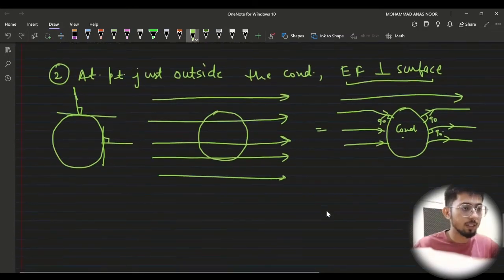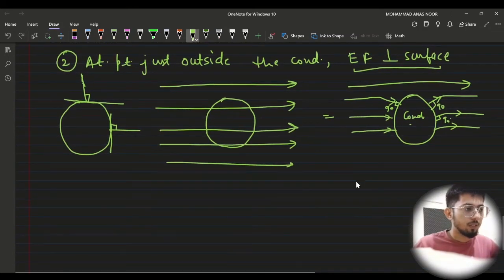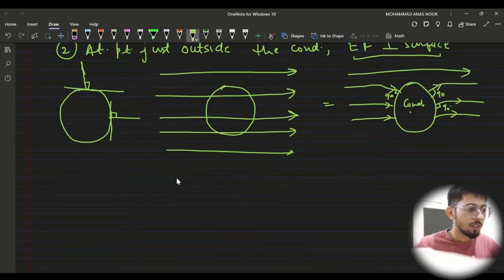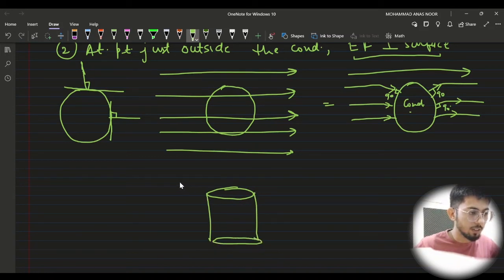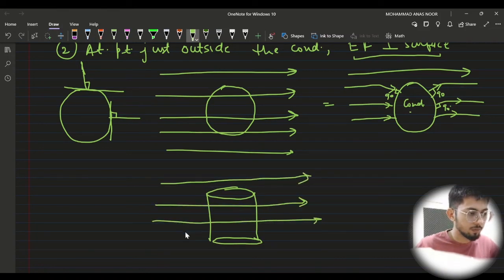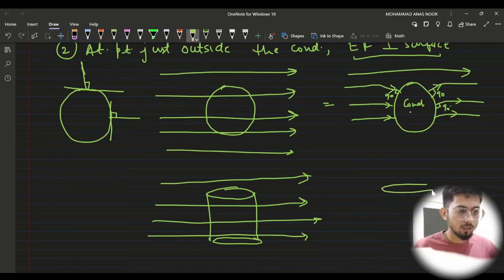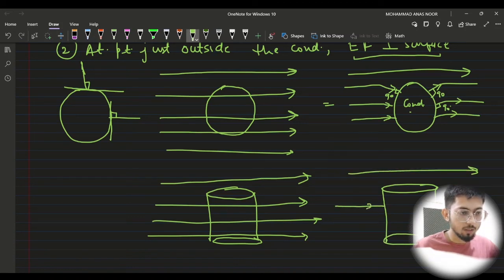But why does this happen? Let us take another example. Let us take a cylinder instead of a sphere, right? If you place a cylinder in the electric field which is like this, what will happen? See, this is already perpendicular. The cylinder surface is already perpendicular to the electric field. They will not deviate, rather they will go and skip this and then go like this.